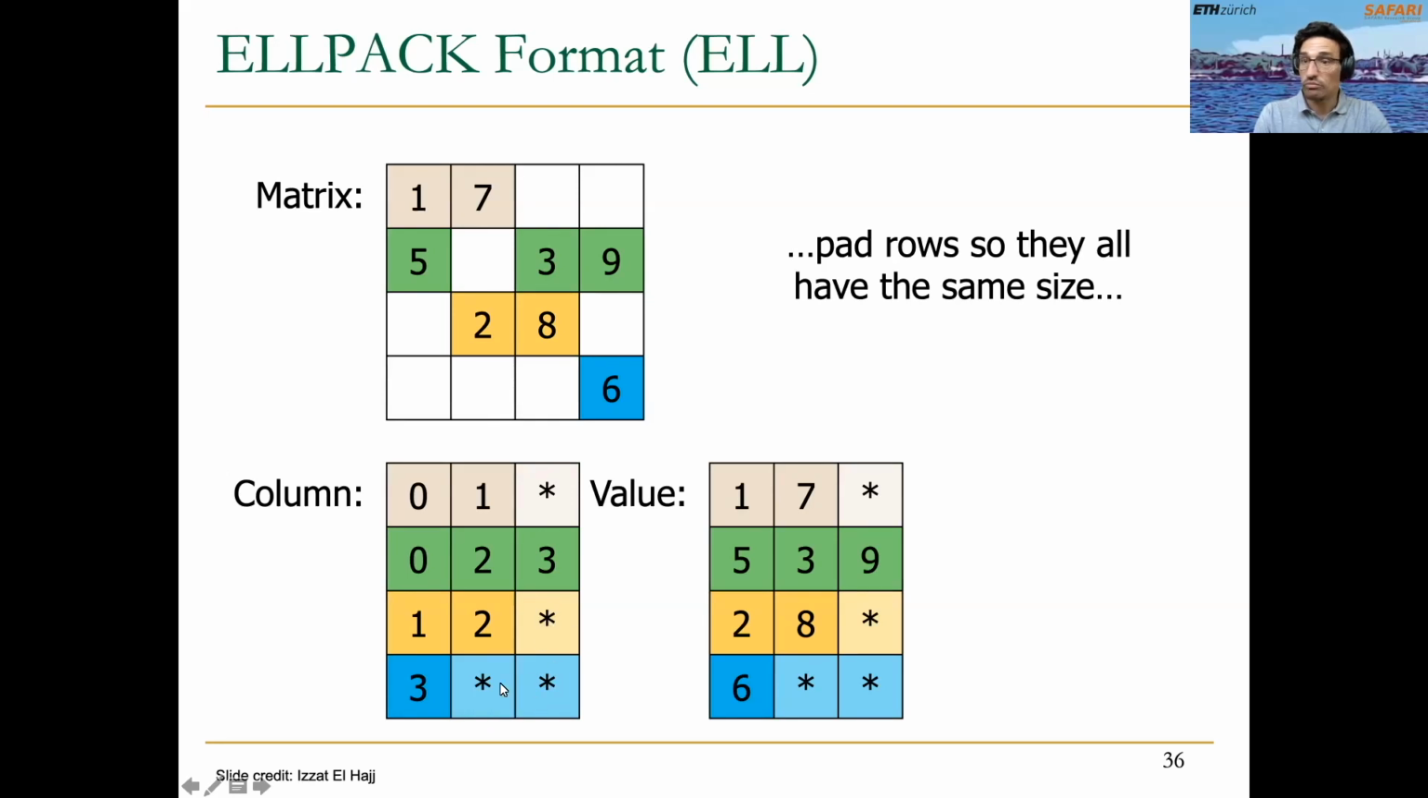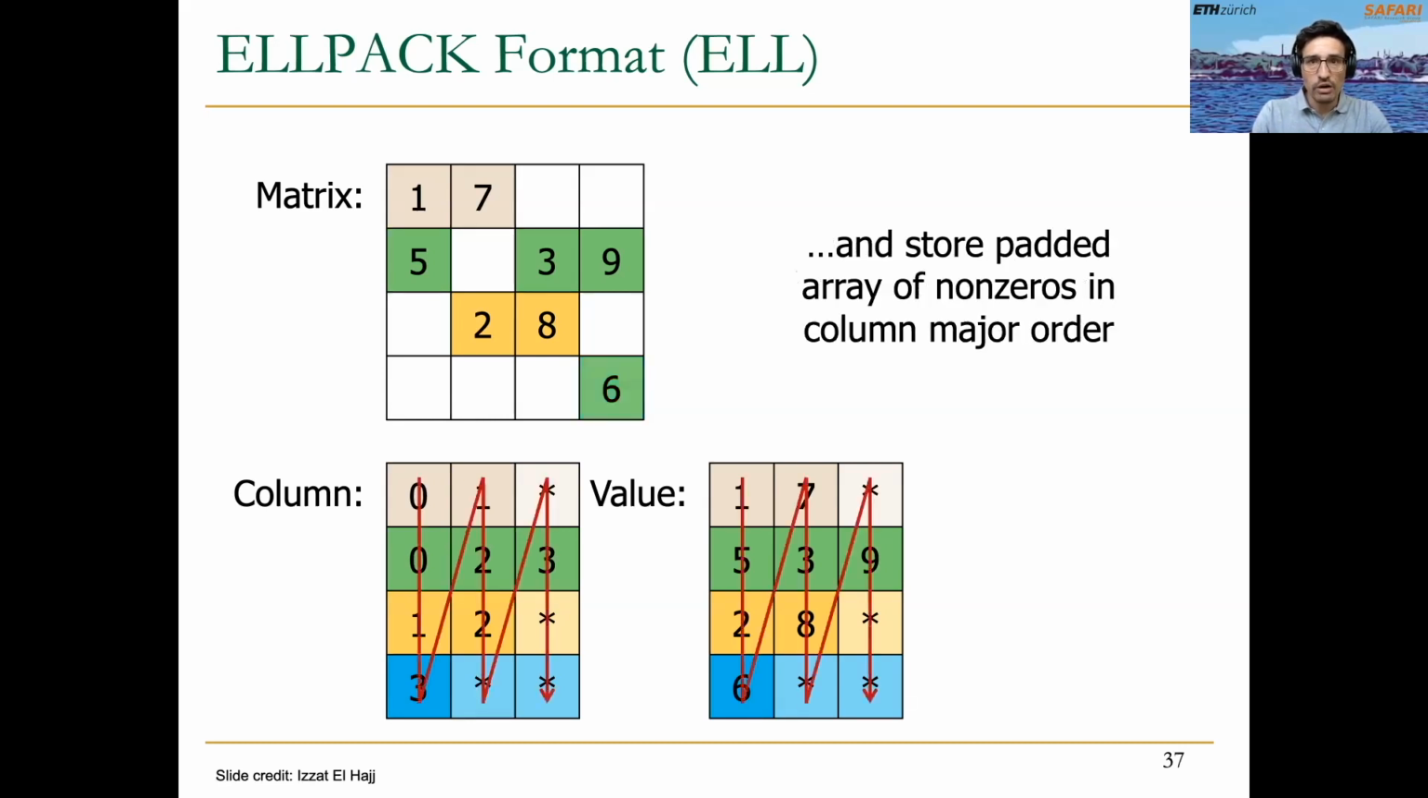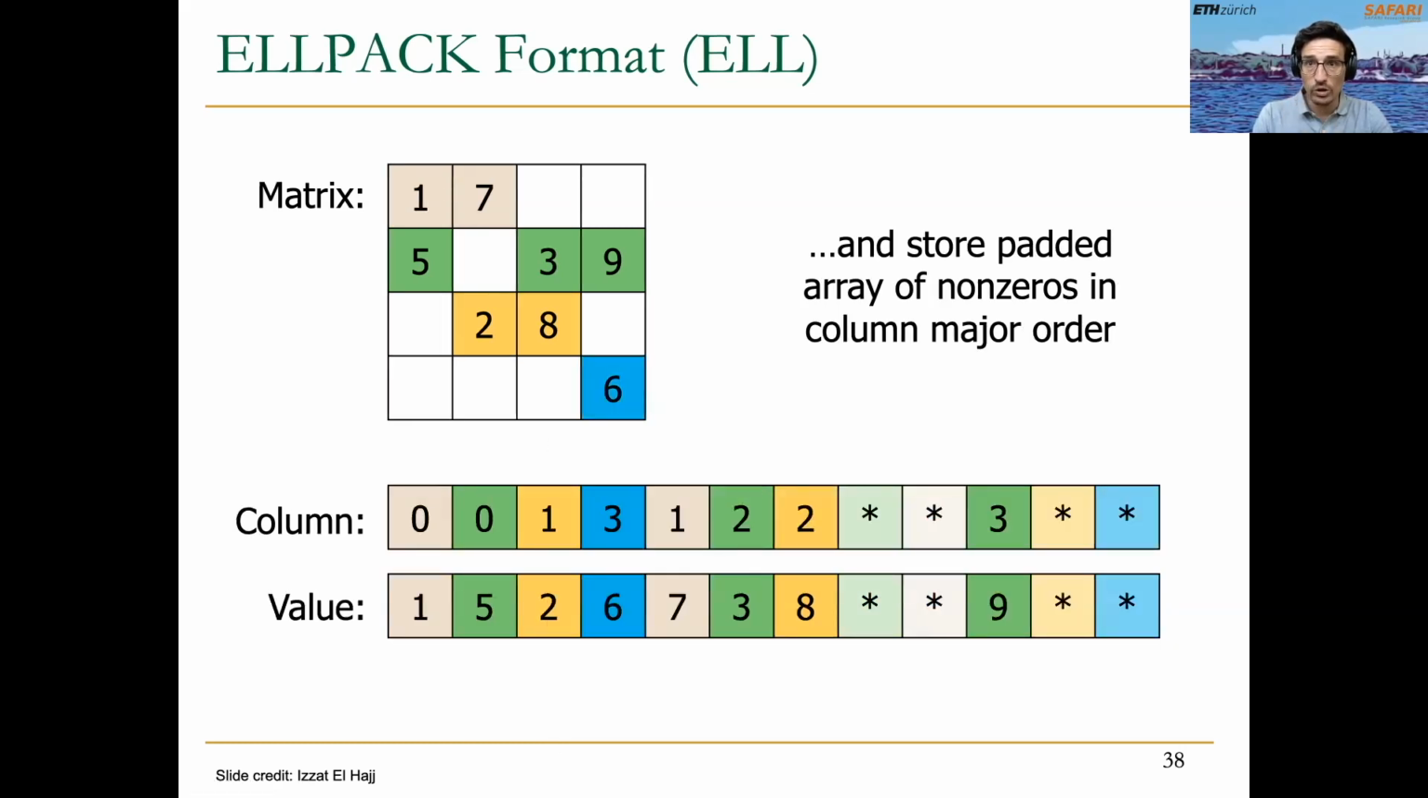All of these are, in reality, just useless values, but this is going to enable us to achieve better accesses, better performance with this sparse matrix representation. So now, the next thing that we do is storing in column major order. That means that the way that we are going to lay out this array of column indices and this array of non-zero values is in column major order, as you see. And this is how it's going to look in memory.